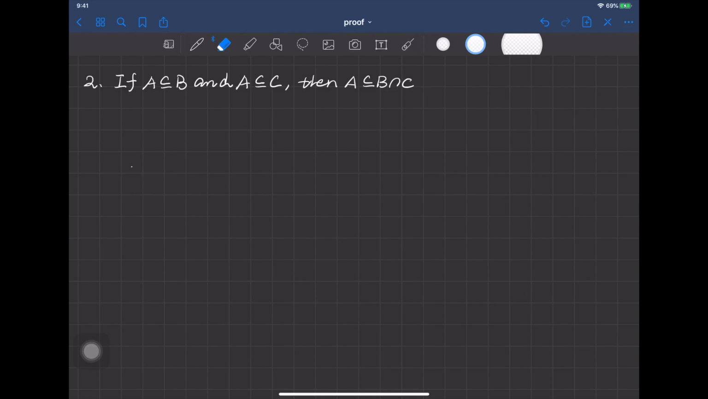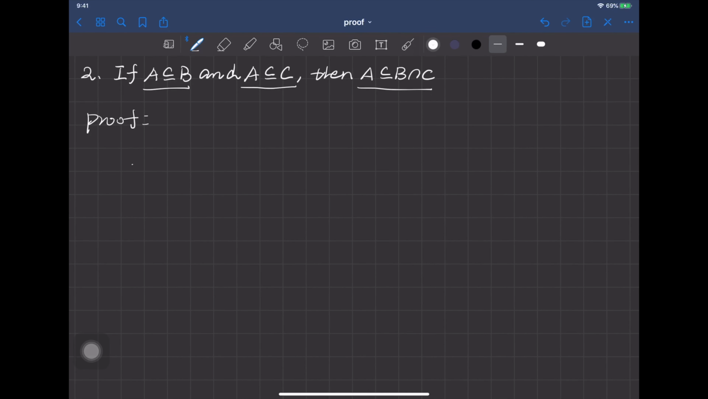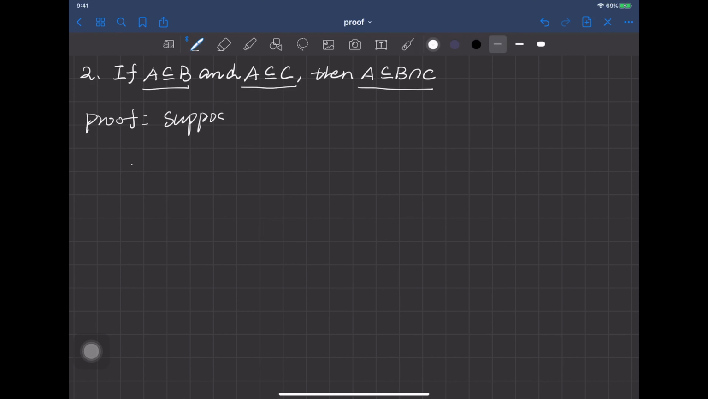Let's look at the second example here. If we have A is a subset of B and A is a subset of C, then A is a subset of the set B and C. Keep in mind, if we want to show a set is a subset of another set, we still need to show every element of A is also an element of B and C. So we can still suppose X is an element of A. And we must show that X is also an element of B and C.